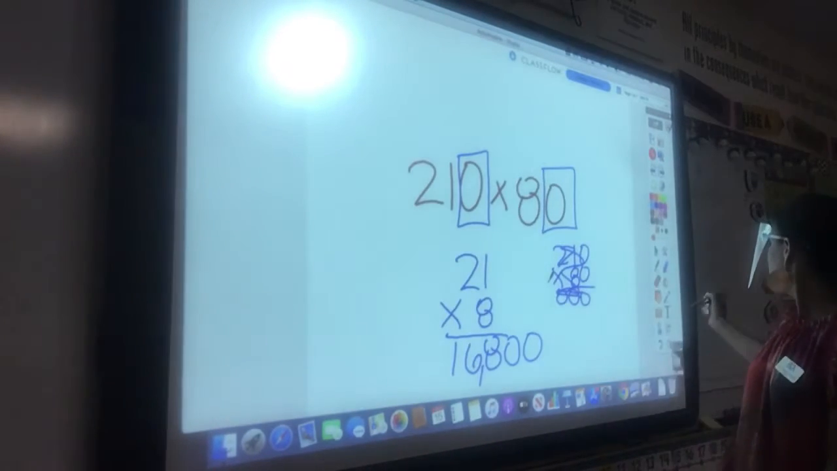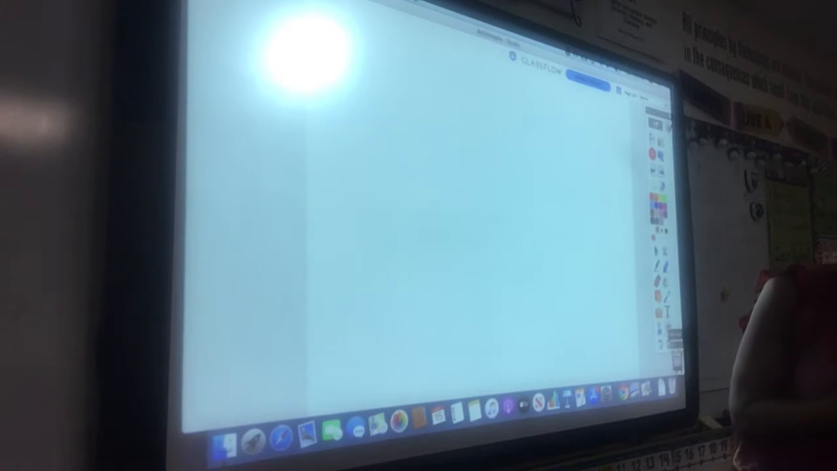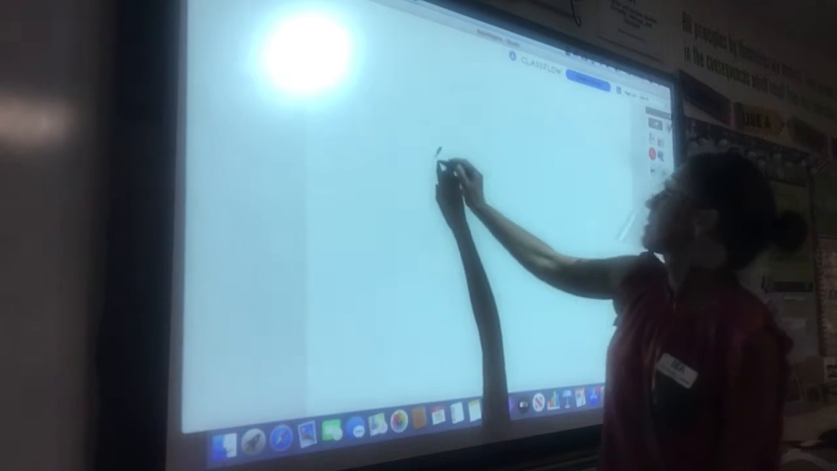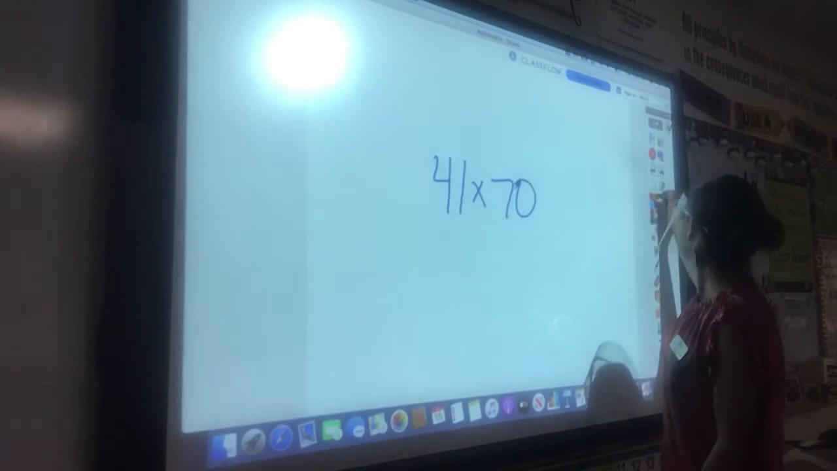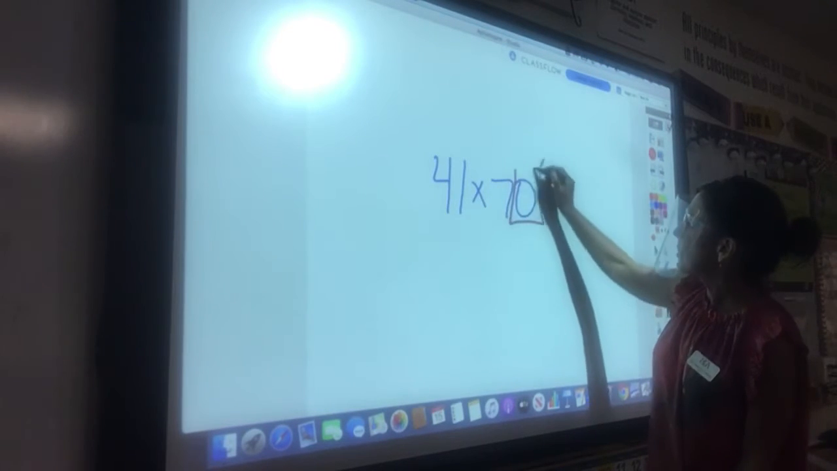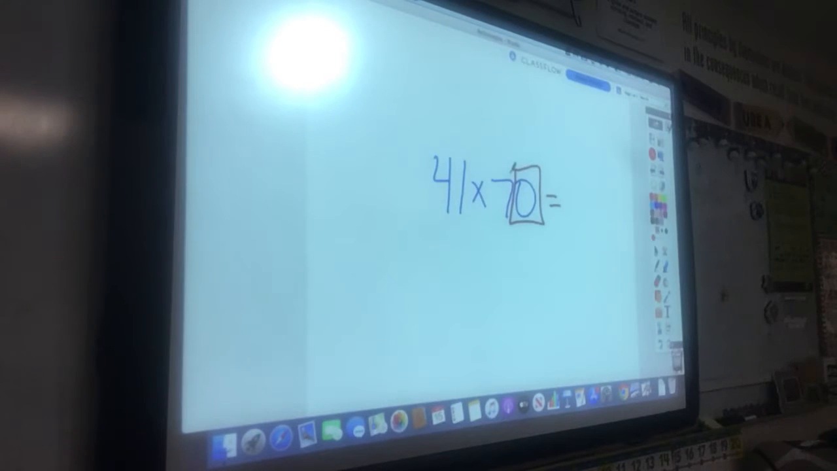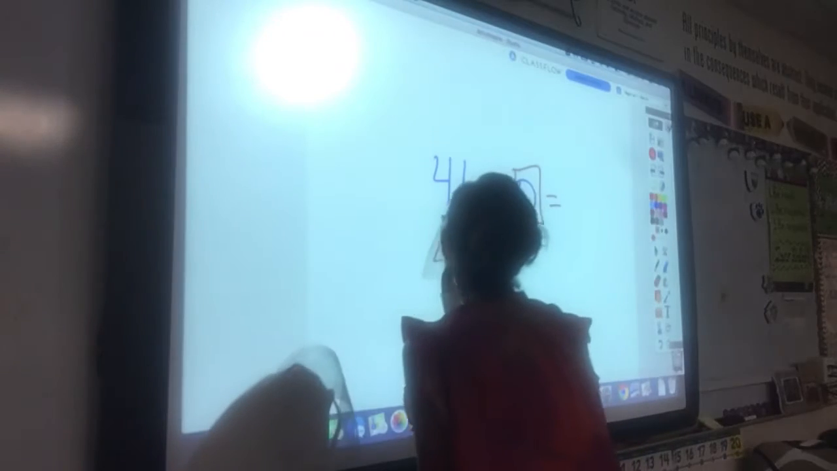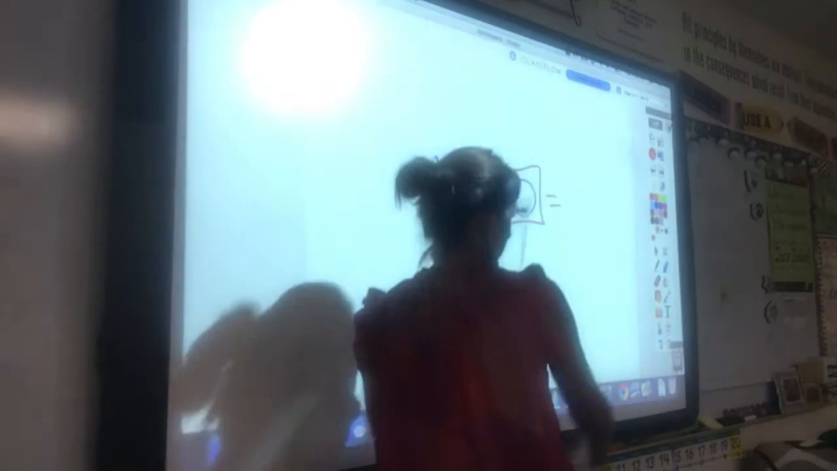Okay, so let's do one more of those just to remind you to save the zeros till the end. So let's say we have this, 41 times 70. Okay, so again, make sure that you either box or circle your zeros so you don't forget it. Because sometimes it's like, oh, I forgot to add the 0. So again, it's really just 41 times 7. Get the answer and then put the 0 at the back.